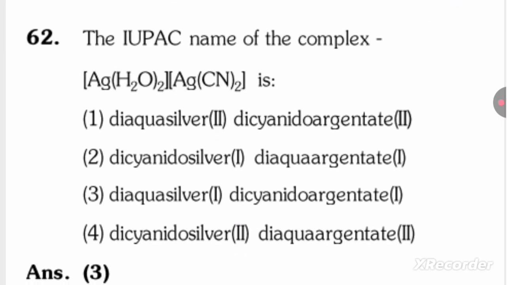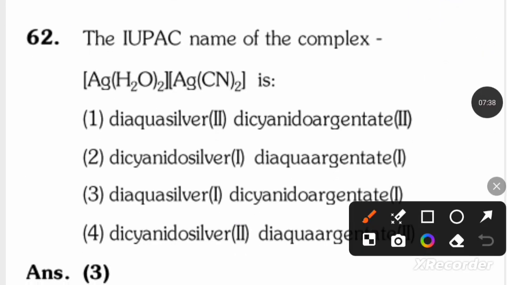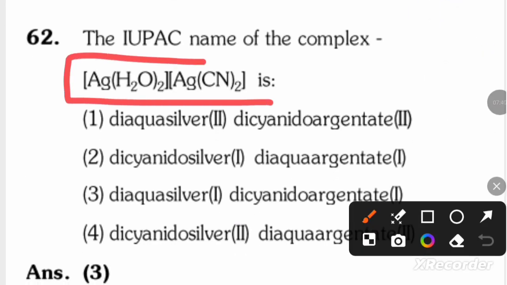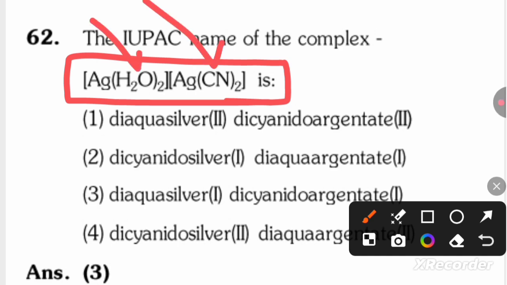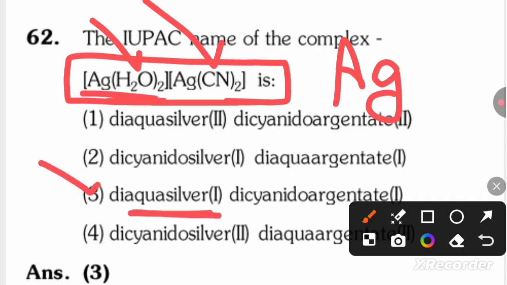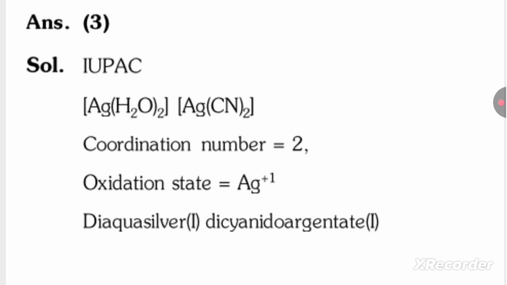Let us go to the next question from coordination compounds, the IUPAC name of this complex. In this complex you can find two ligands, aqua (water) and cyanide. Both are combined with the central metal silver. So this is diaquasilver(I) dicyanidoargentate(I). So option 3 is the right answer for this question.